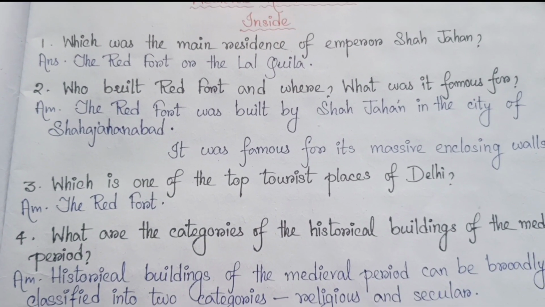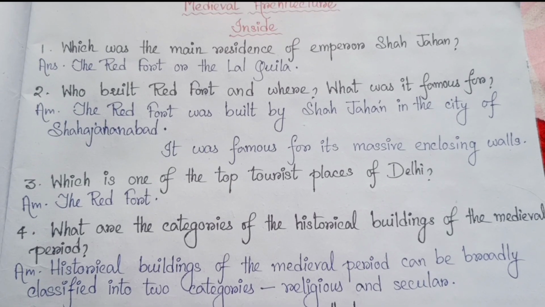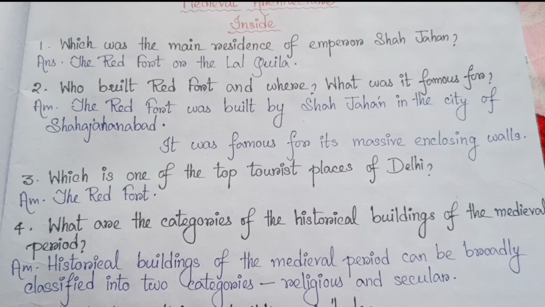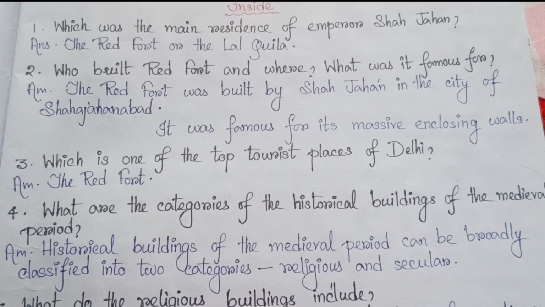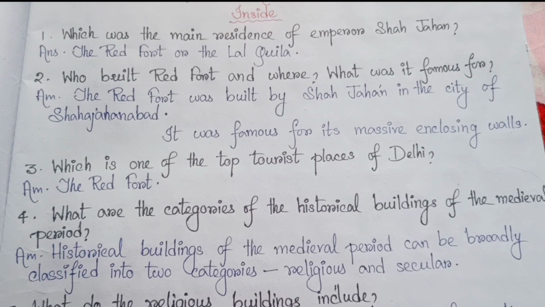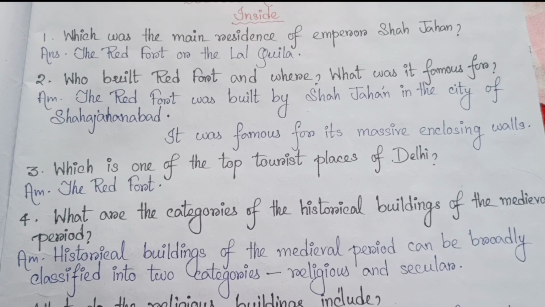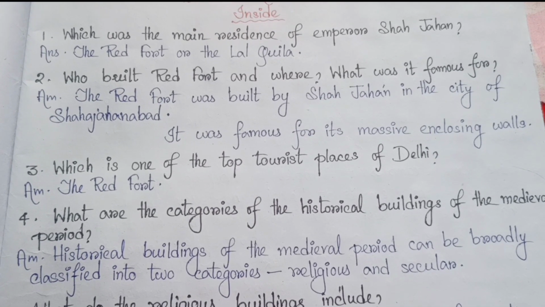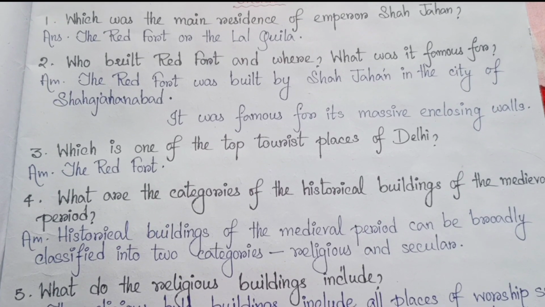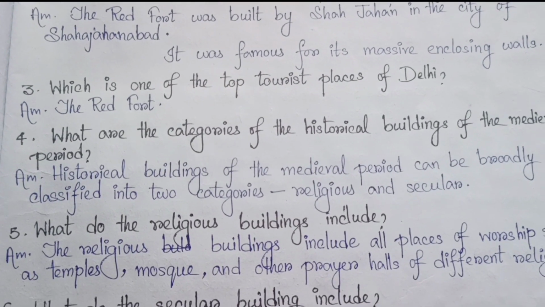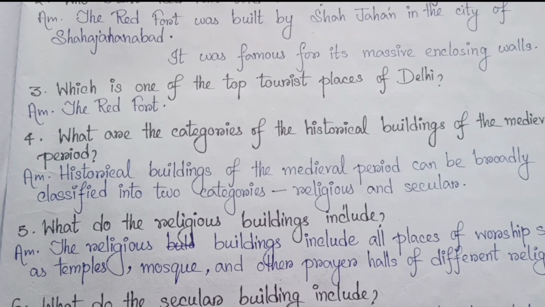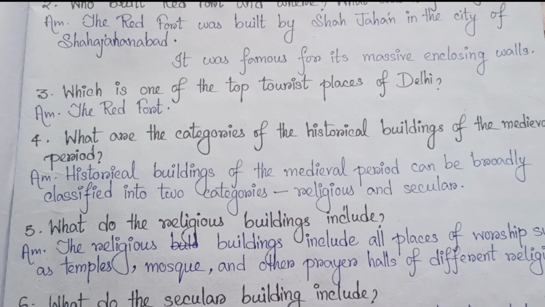Number 1, which was the main residence of Emperor Shah Jahan, the Red Fort or the Lal Killa? Number 2, who built Red Fort and where? What was it famous for? The Red Fort was built by Shah Jahan in the city of Shahjahanabad. It was famous for its massive enclosing walls. Number 3, which is one of the top tourist places of Delhi? The Red Fort.